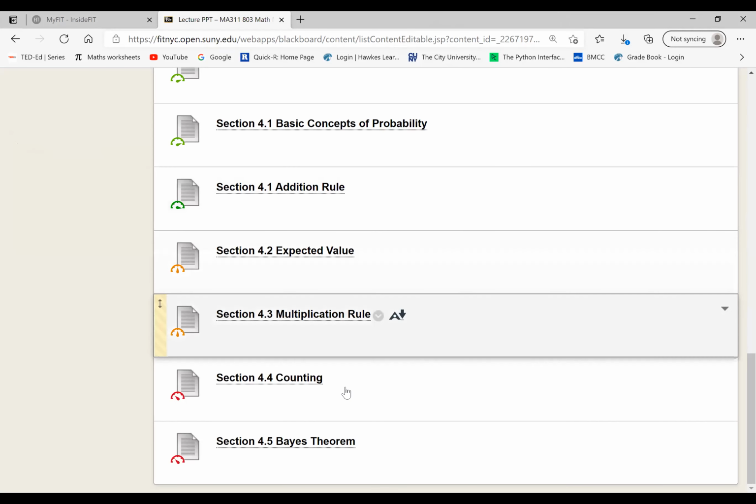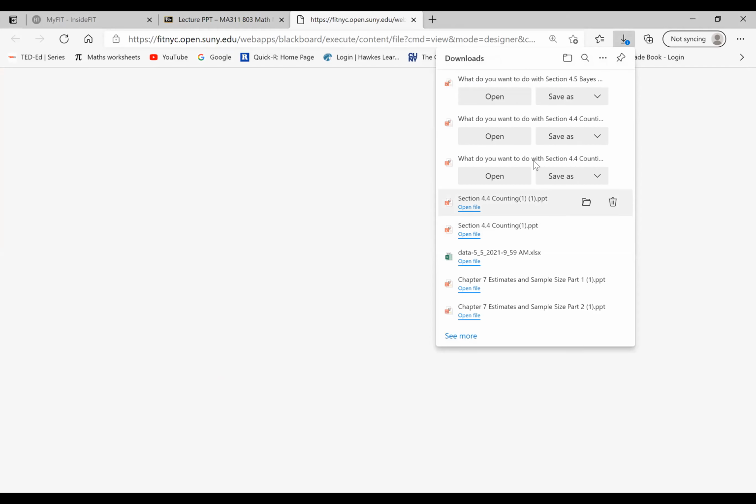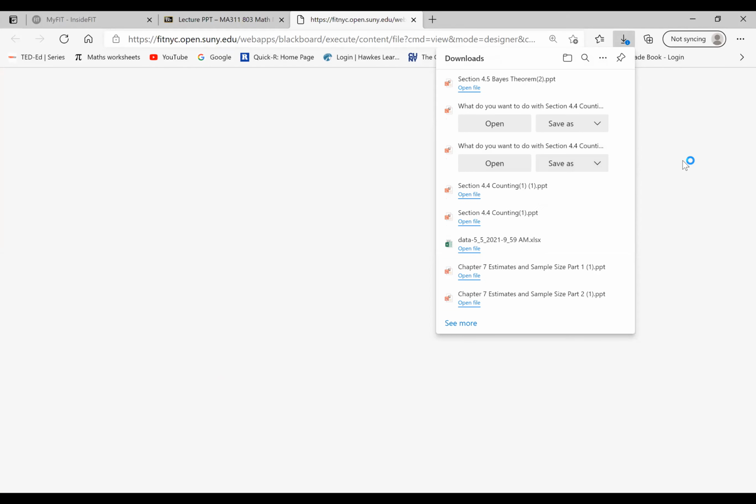Okay, so now let's open the PowerPoint for section 4.5. Again, the section here does not align with the textbook, right? I'm using a different publisher's textbook for this. So the contents are consistent, but the section number may be slightly off. Okay. So this is the last topic, it's called Bayes theorem. And Bayes theorem is an application of conditional probability. If anybody asks you what Bayes theorem is, it's an application of conditional probability.